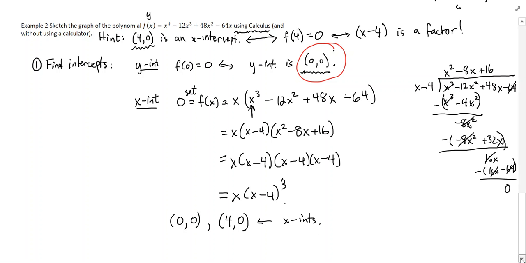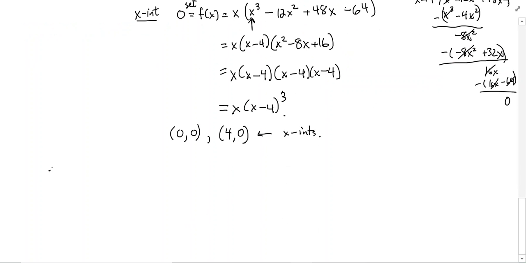Let's move on to step 2. Step 2 is going to be to find the intervals of increase and decrease, and for that we need the first derivative. Now that we've factored the function, I'm going to use that factored form to differentiate. I'm going to use the product rule, which will make this differentiation maybe a little faster. Maybe not, but I'm going to use it anyway just for practice.